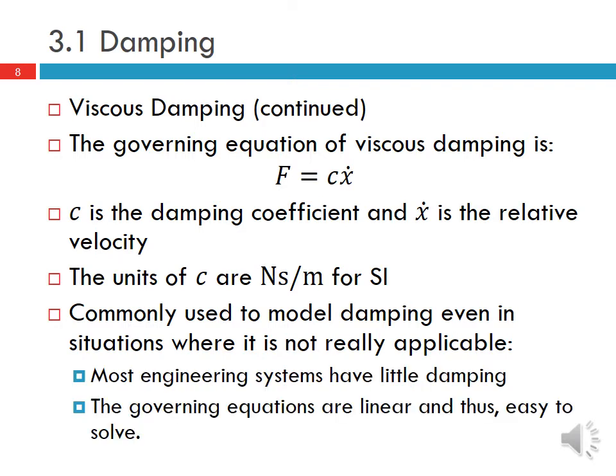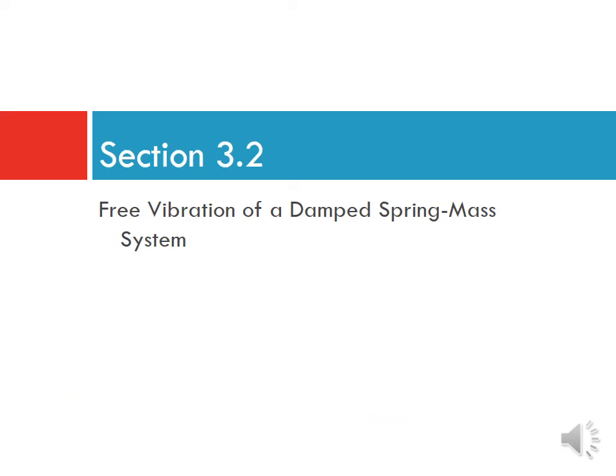The reason that we use it, even when it's not the most representative of the damping in the system, is that most engineering systems actually have very little damping, so it is generally a good approximation, and it generally works well, even in cases where the damping mechanism is a little bit different. The advantage of using this type of damping is that the governing equations are linear, so it's easy to solve. So we're going to use viscous damping in all of our problems. So let's discuss the free vibration of a damped spring mass system.